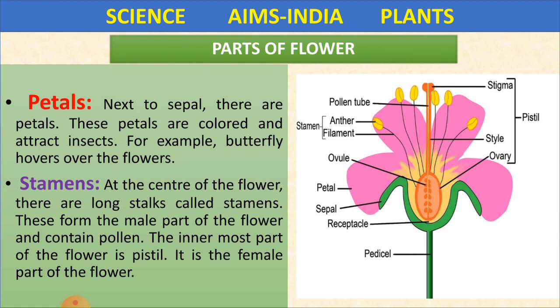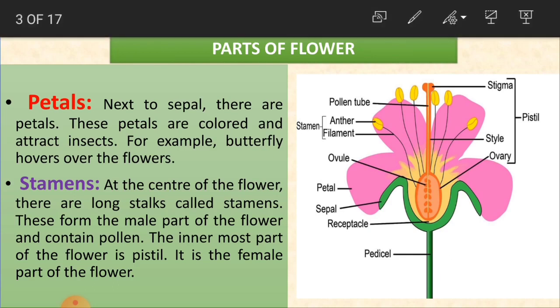So, what are petals, children? Here, beautiful, colorful petals. Yes, this part. In our diagram we have a pink flower. That is why we have pink petals. So like this we have different kinds of colors. The flower color is the same color you have in the petals. Next to the sepal there are petals.